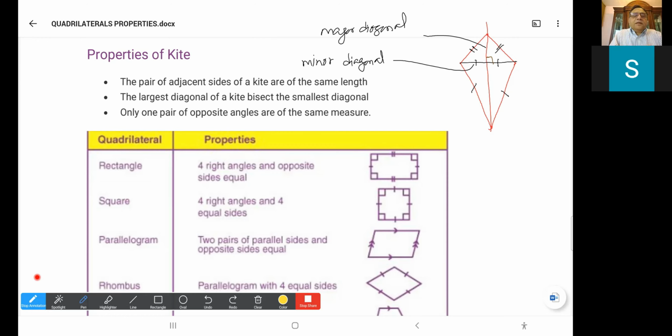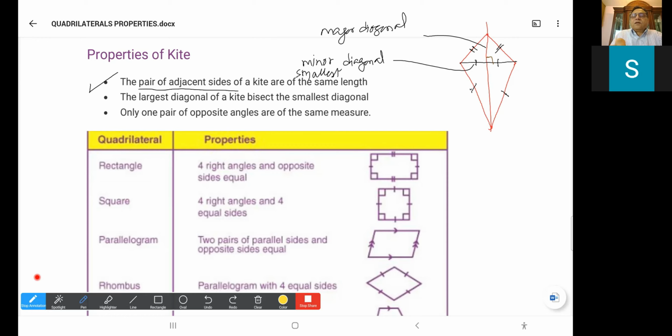Now let's read the properties. Can you read the first property? The pair of adjacent sides of a kite are of the same length. So as shown here, right? These are the pair of adjacent sides. Correct? Next. The largest diagonal of a kite bisects the smallest diagonal of the kite. So this is the largest, which bisects the smallest. Is it okay? Minor, they are saying smallest.